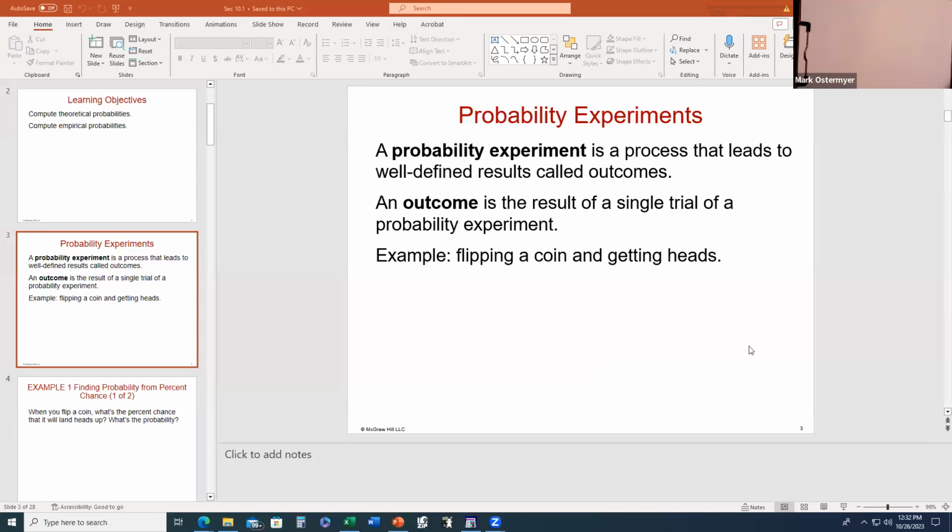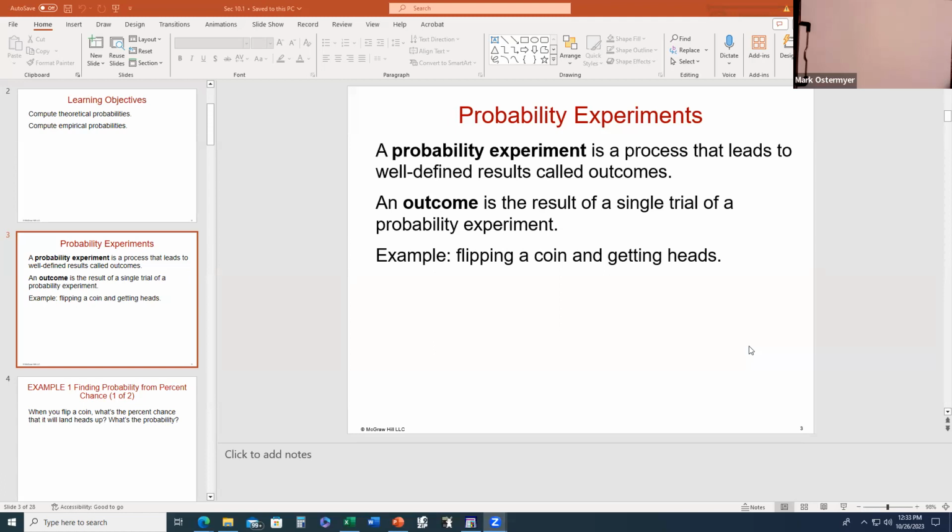All right. In probability, we conduct experiments. And these experiments are usually a lot different than what you would conduct maybe in a chemistry lab or a physics lab. But a probability experiment is a process that leads to well-defined results called outcomes. An outcome is a result of a single trial of a probability experiment. An example of a probability experiment would be flipping a coin. And when we flip a coin, there's going to be some sort of an outcome. Either we flip a head or we flip a tail.